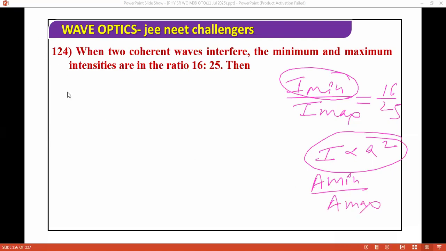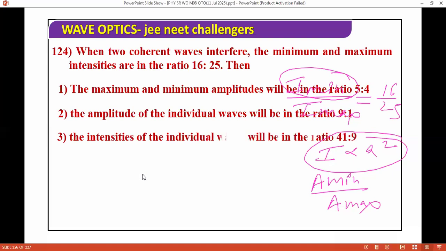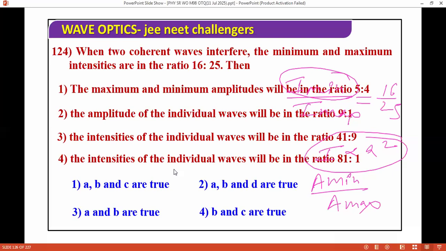Now for the question, we have the options. The maximum and minimum amplitude will be in the ratio 5:4; the maximum amplitude of the individual waves will be 9:1; the intensity of the individual waves will be in the ratio 40:1; and the intensity of the individual waves will be in the ratio 81:1. So the correct answer for this question will be A, B, and D. The maximum and minimum amplitude will be in the ratio 5:4. Just take a square root of that, and you will get the answer. So 5:4, maximum to minimum. Basically, minimum to maximum is given, so don't get confused. And the amplitude of individual waves will be in the ratio 9:1, no issue. And the intensity of the individual waves will be in the ratio 81:1.